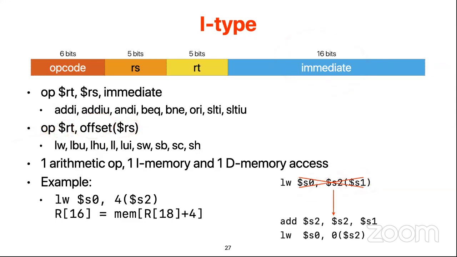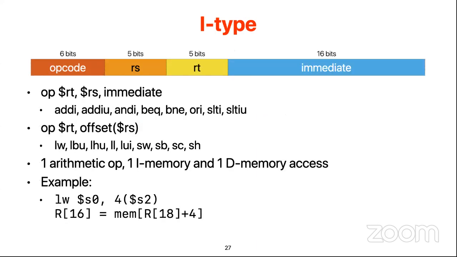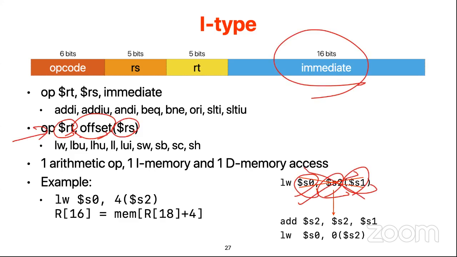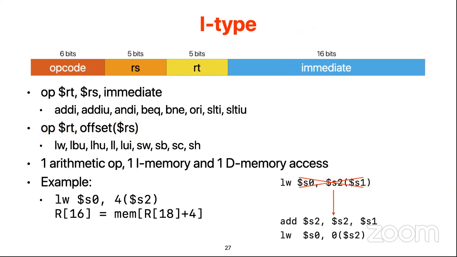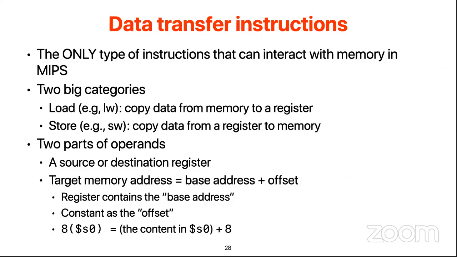If you really want to do this, you have to separate it into 2 instructions. So this one is not allowed. I just want to make that clear, because I saw a lot of people previously in their homework do that, but that's not allowed. And generically, data transfer instructions like load and store are the only instructions that can access memory.